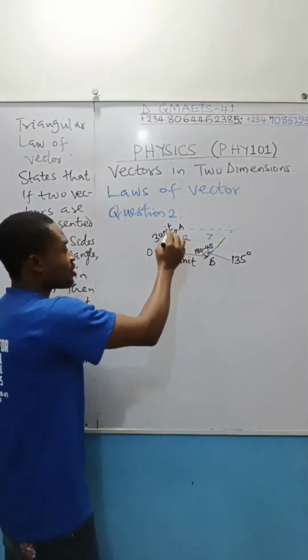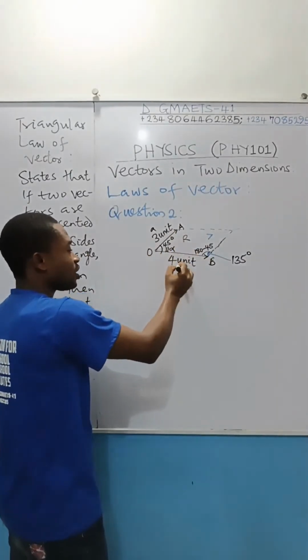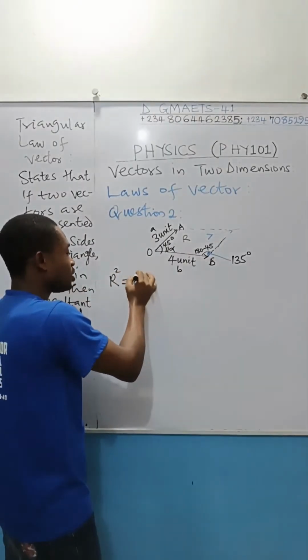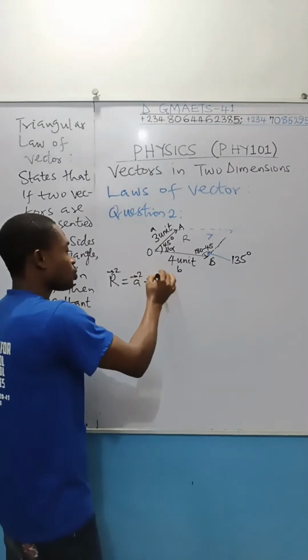Let us take this vector as vector A. Let's take this one as vector B. Then you now use your R squared equal to A squared plus B squared.